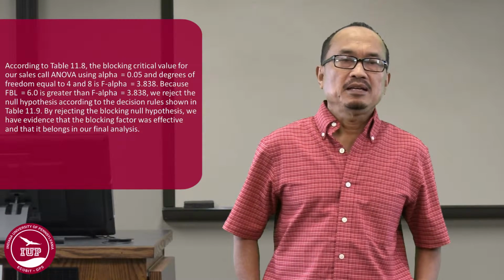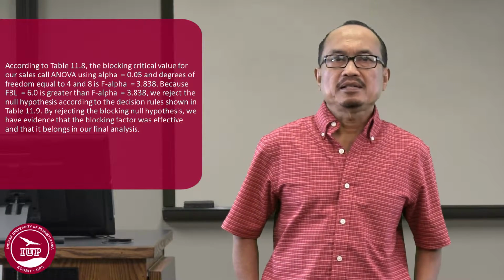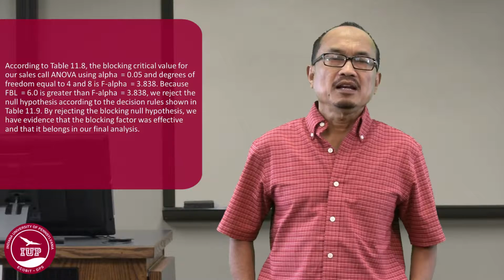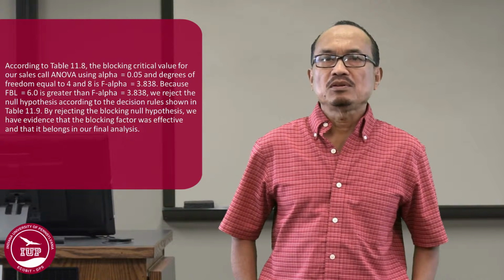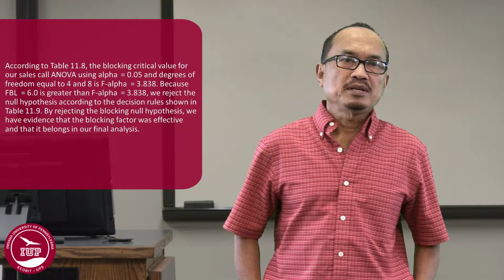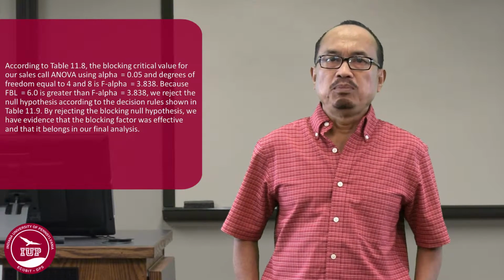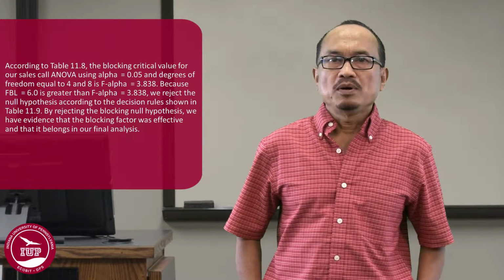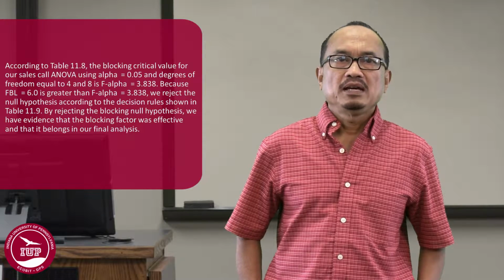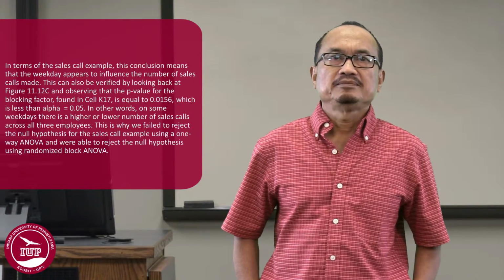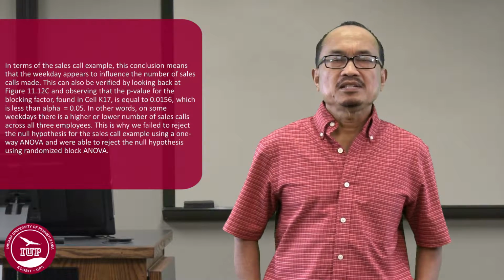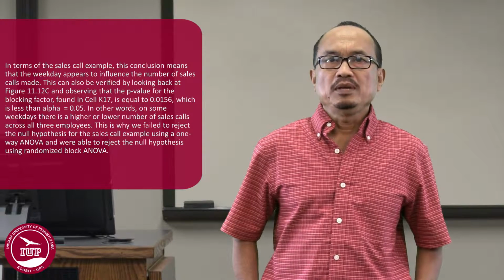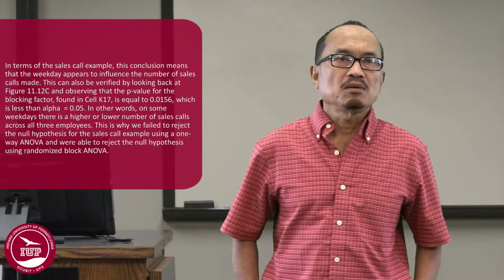Because FBL equal to 6 is greater than F alpha equal to 3.88, we reject the null hypothesis according to the decision rules shown in table 11.9. By rejecting the blocking null hypothesis, we have evidence that the blocking factor was effective and that it belongs in our final analysis. In terms of the sales call example, this conclusion means that the weekdays appear to influence the number of sales calls made.